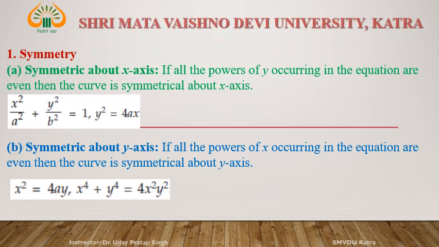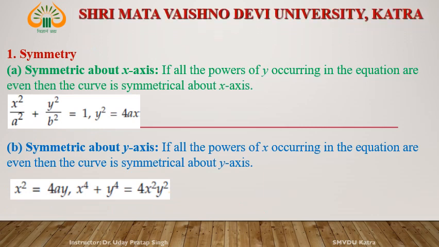Now see, what is symmetry? There are different types of symmetry: symmetry of the curve about the x-axis, y-axis, y equal to x, y equal to minus x, and about the origin. First, see the symmetry about the x-axis. How do we know? If the equation of the curve contains only even powers of y, then the curve is symmetrical about the x-axis.